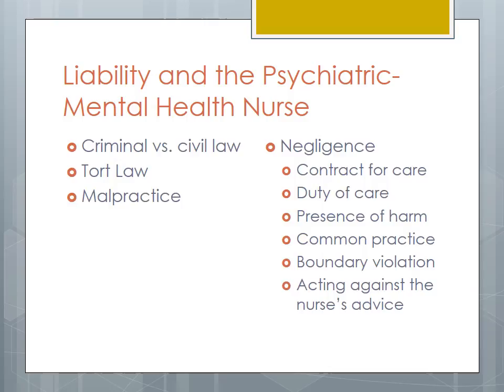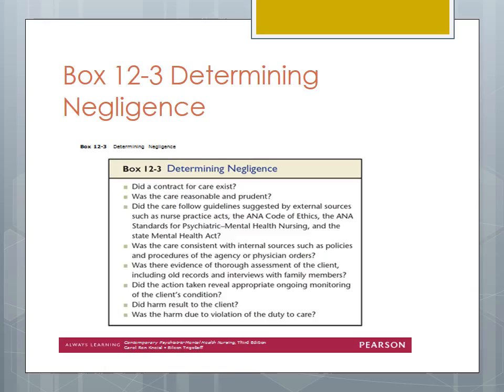Remember, we said that this is especially important if you are involved in some type of malpractice case. In your book, you have Box 12-3, which is actually used for determining negligence. Make sure that you review this, go over it, and if you have any questions about it, make sure that you ask about that.